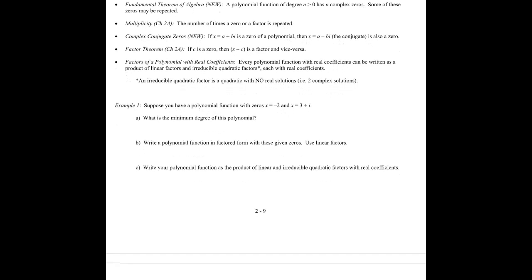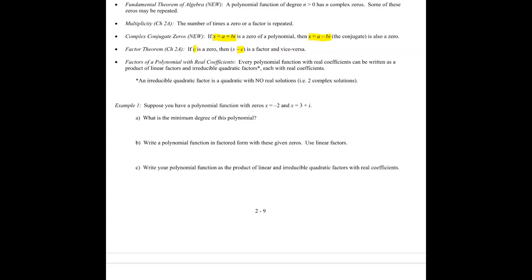So if a plus bi is equal to x, then I also have a factor of a minus bi, which is called the conjugate, and it is also a 0. We're going to start talking about something called the factor theorem. It says if c is a 0, then x minus c is a factor, and vice versa. And then factors of a polynomial with real coefficients.